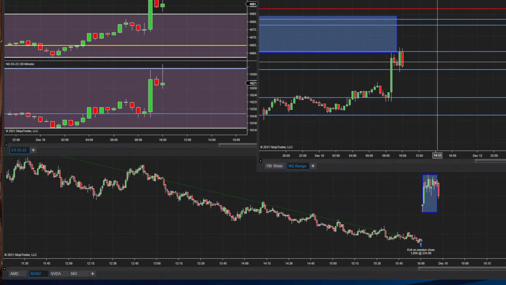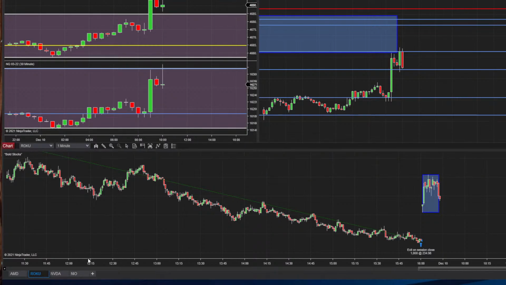We're getting a pullback here on NQ. See if we can stay within this 66 range. It's a pretty strong pullback. All right, so now I need to go over. We're getting a pullback here.